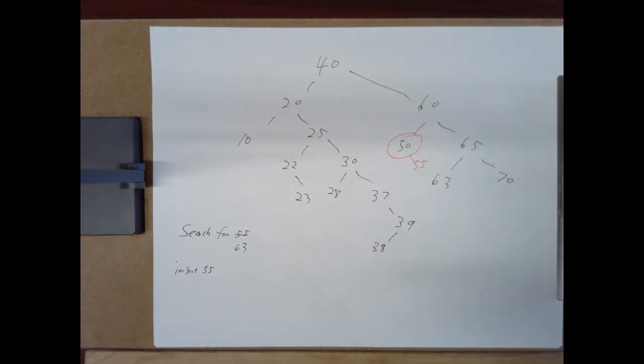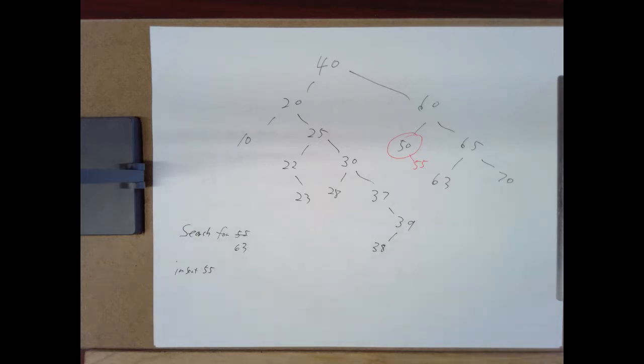So forget about dupes. We're just going to say you're not allowed to have dupes in this tree. So search before you insert. So searching is pretty straightforward. Inserting is pretty straightforward. Traversing is kind of ugly. But how do we do this, right?